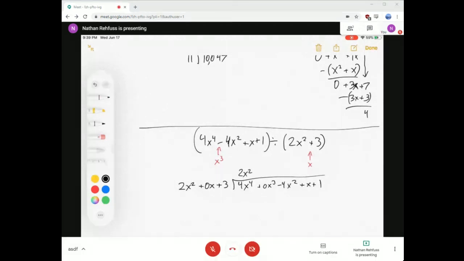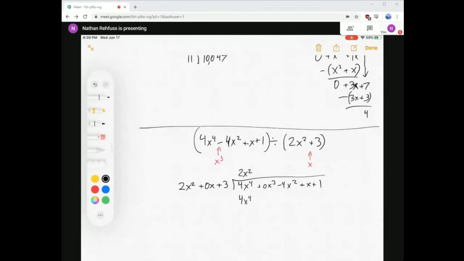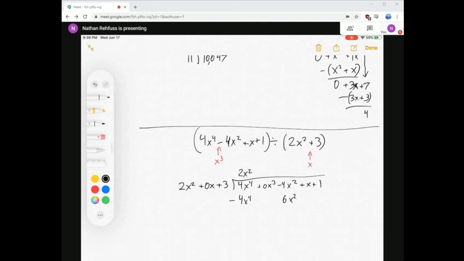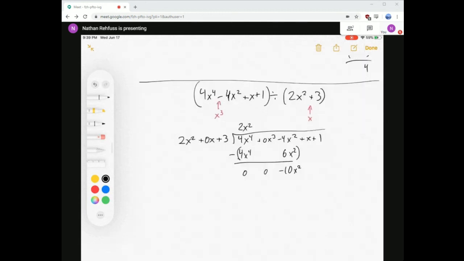I'm going to get a 4x to the fourth here. Nothing in the middle, so I'll skip it. And 2x squared times 3 is 6x squared. You see how it's a 0, so I'm just not going to write it, okay? Then I get a 0 here, and a negative 10x squared here, because this whole fella's in parentheses. I'll bring down my x and my 1, and go again. 2x squared goes into negative 10x squared negative 5 times, because negative 5 times 2x squared is negative 10x squared.